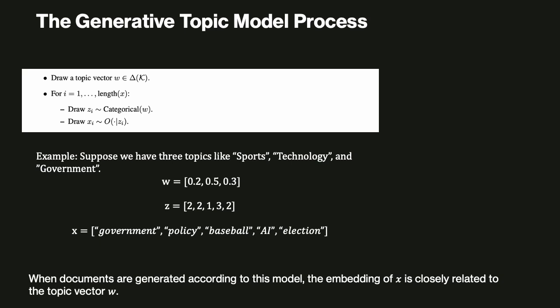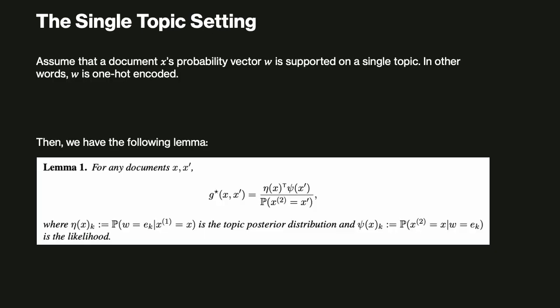And the claim is that when documents are generated according to this model, the embedding that we described before, of X, is closely related to the topic vector W. So first, the paper looks at the single topic setting. We assume that a document X's probability vector W that we saw before is supported on a single topic. In other words, that just means W is one-hot encoded for a specific topic of the document.